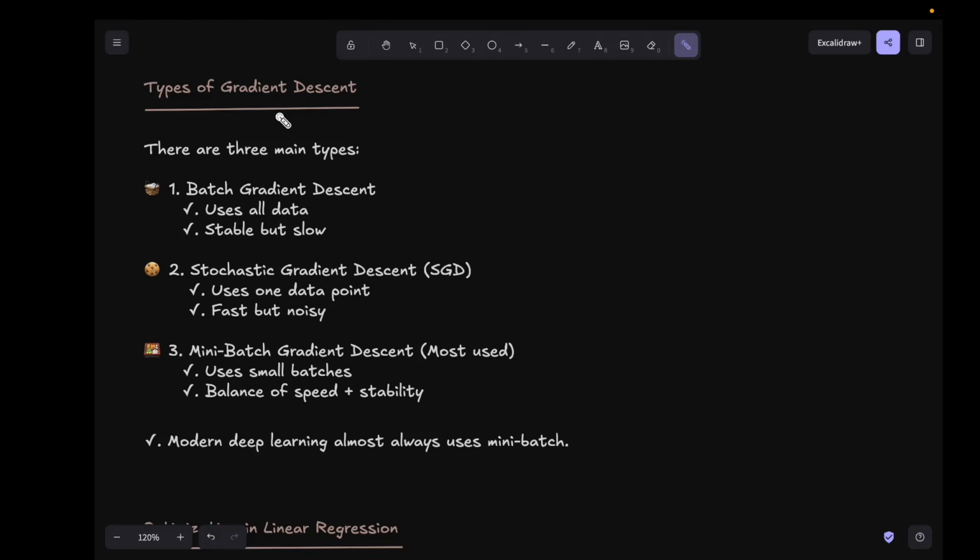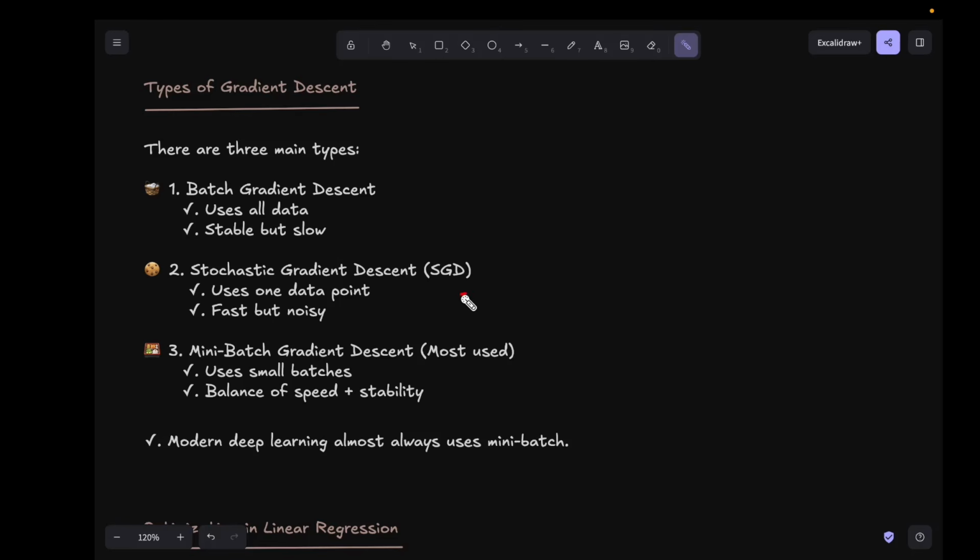And now we discuss the types of gradient descent. There are three main types of gradient descent. First is batch gradient descent. In batch gradient descent, they take all the data sets and give the output. In this, the output is stable, but it is very slow. But we want our model to be very fast. We don't want our model to be very slow by taking all the data sets.